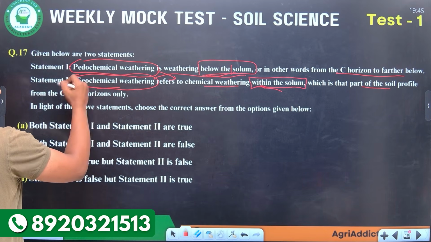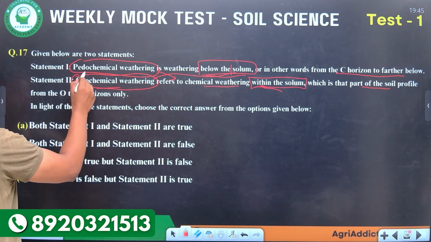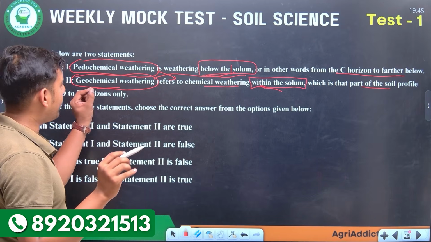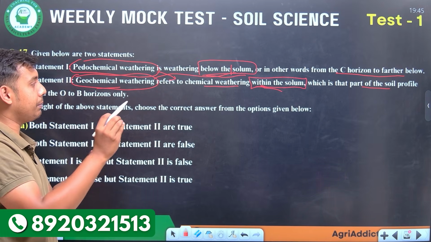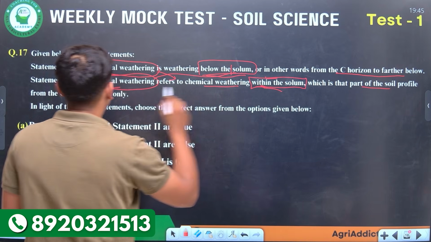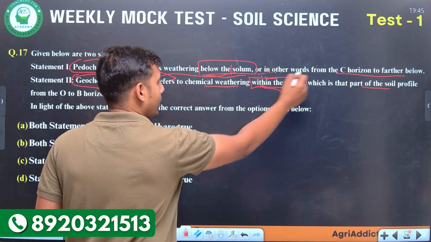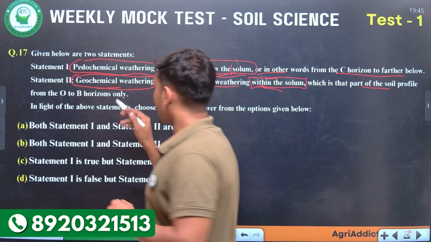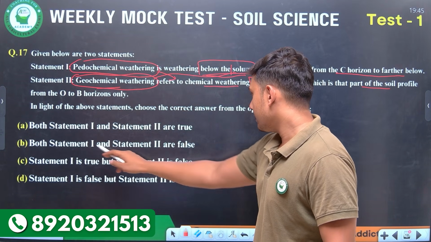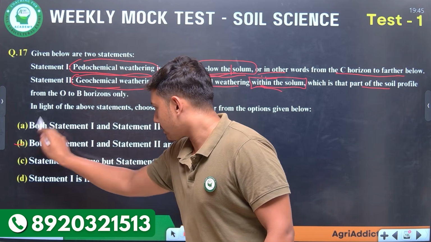So both the statements are wrong. Whenever pedochemical weathering comes, we have to clearly remember it is within the solum, and whenever geochemical weathering comes, we have to clearly remember it is below the solum. Okay. Now, both are false. That means statement 1 and statement 2 are false. This option will be correct.